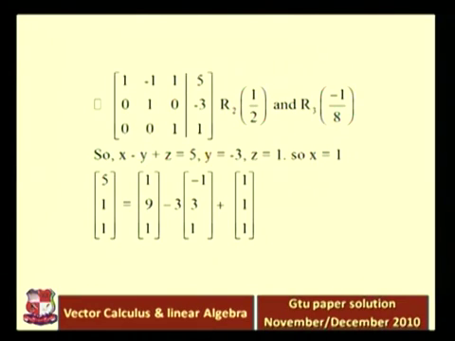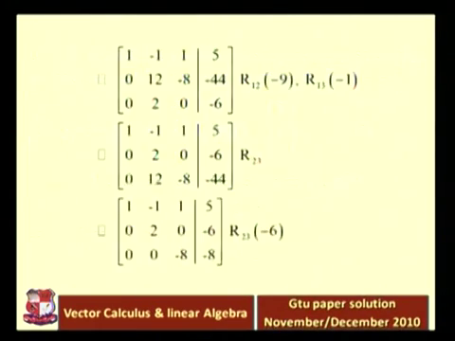Using one theorem. So x minus y plus z is equal to 5, y is equal to minus 3, z is equal to 1. Put the values of y and z in the first equation, you will get x is equal to 1. So b is 5 1 1.